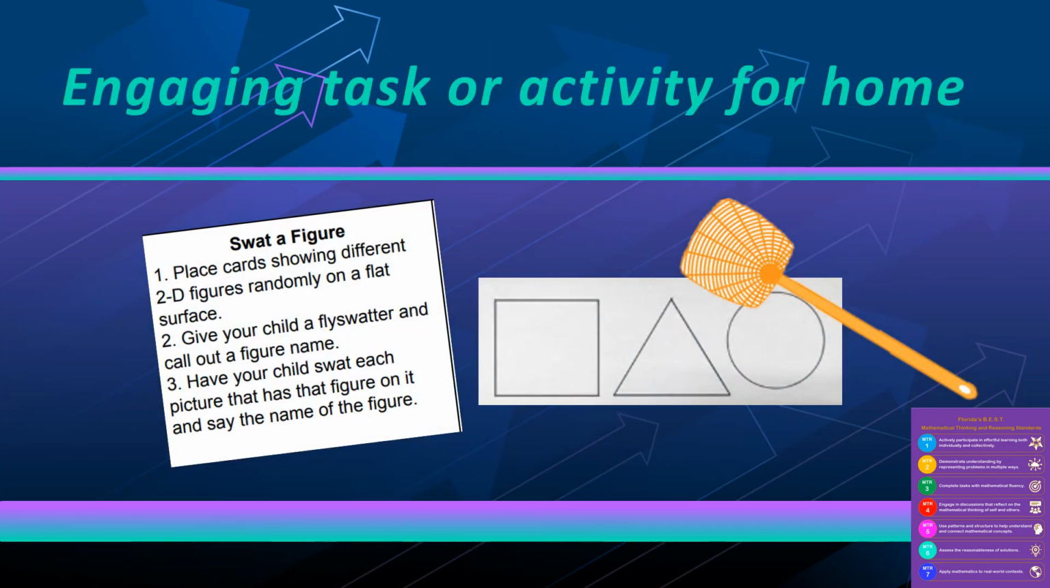This unit is a great way for students to share their 2D knowledge with their families. They can make games out of identifying 2D figures. This is a simple game they can play with an adult or a sibling.